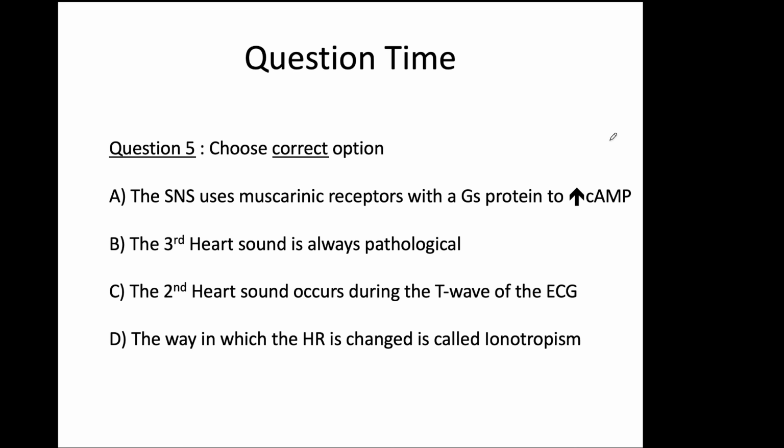All right, cool. So yes, the correct answer is C. The second heart sound does indeed occur during the T wave of the ECG. I had this in my final; they asked me in my oral. The sympathetic nervous system does not use muscarinic receptors. They use adrenergic receptors. Muscarinic receptors are only for cholinergic synapses, where acetylcholine is involved. And acetylcholine, which you always remember, is for preganglionic and postganglionic fibers of the parasympathetic nervous system.